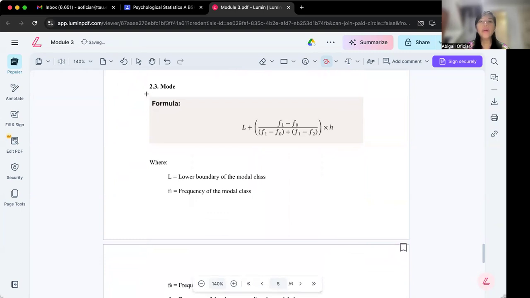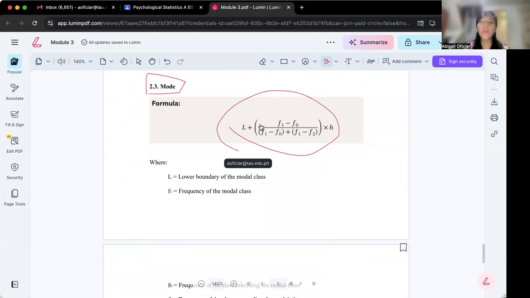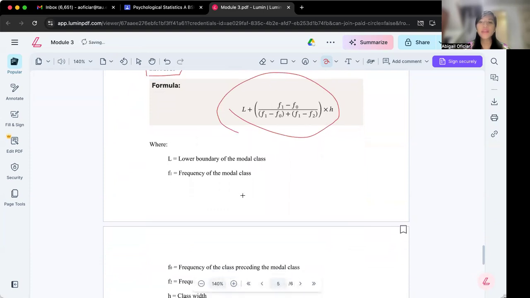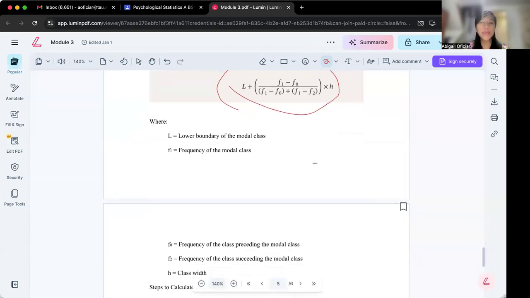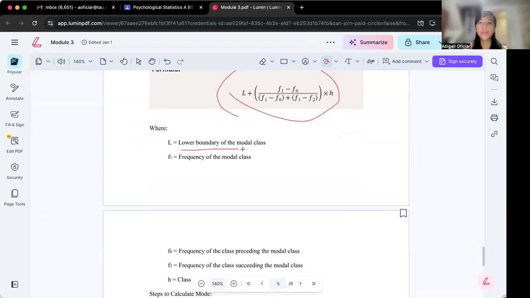Okay, number 3 or third, which is mode. Okay, how to compute for the mode? Of course, this is the formula. L plus open close parentheses. Now we have the F1 minus FO over F1 minus FO plus F1 minus F2. No? Times H. Okay? So the L is the lower boundary of the modal class.